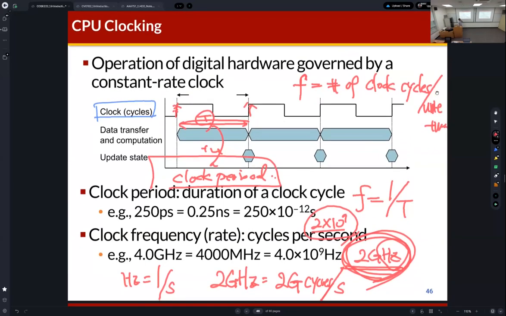I explained that you need to understand how instructions are executed by a CPU. Also, you need to understand the clock signal. These are two important working mechanisms of a CPU. So firstly, you need to understand how instructions are executed by a CPU, and then also you need to understand the clock signals in the CPU.